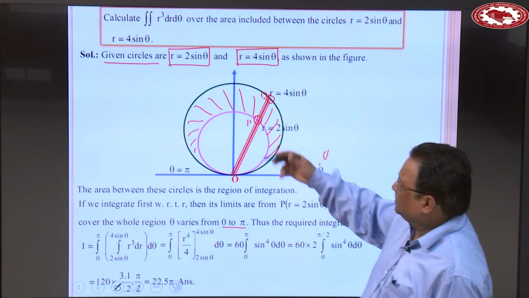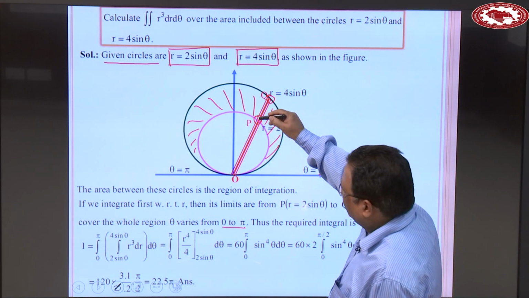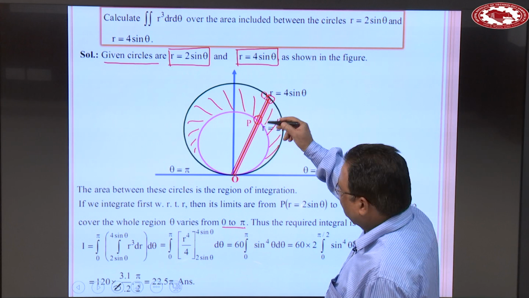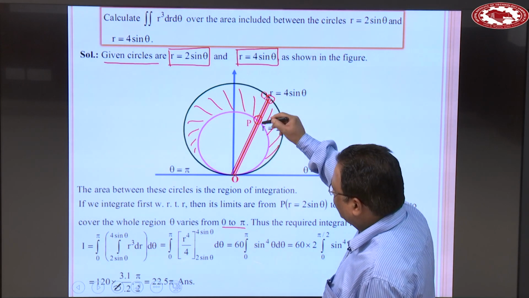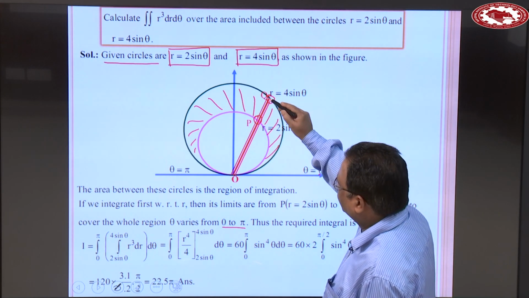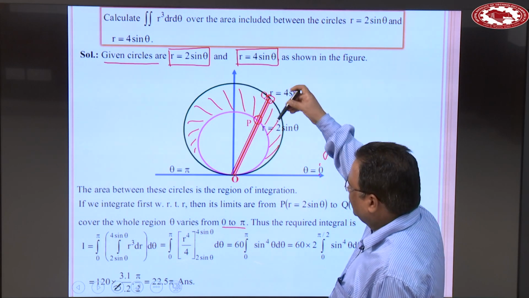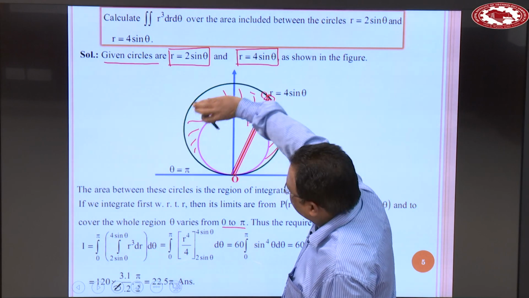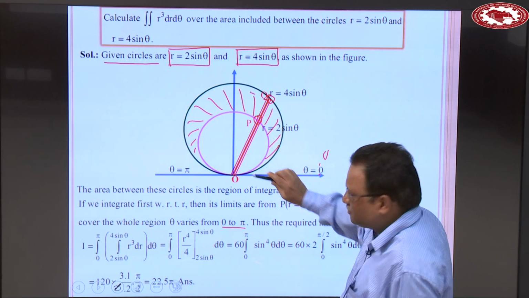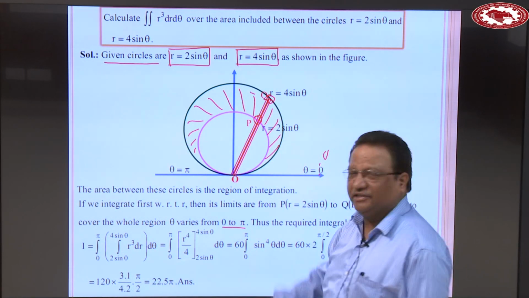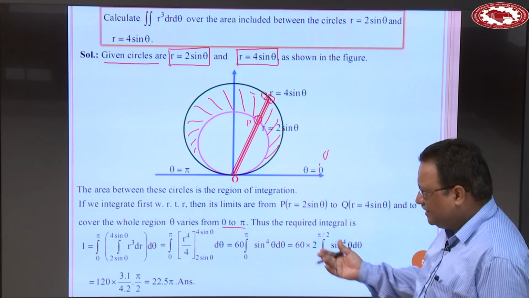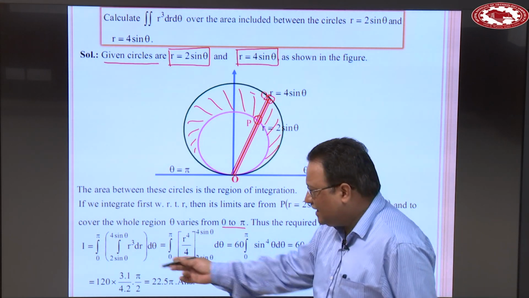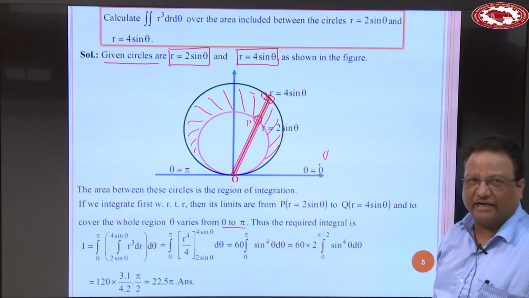So remember here, let us consider this one strip from P to Q. At P, r is 2 sin theta, at Q, r is 4 sin theta, and this strip slides from this angle to this complete angle, meaning at this position theta is 0 but at this position theta is pi. Then solve this inner integral first and then the outer integral, you will get the result.